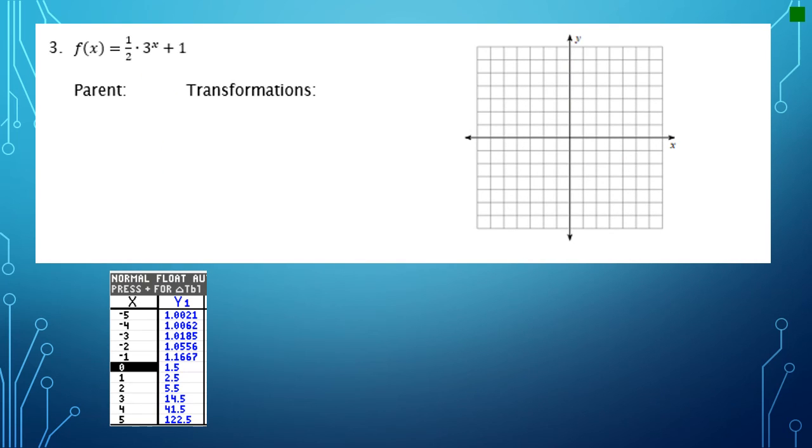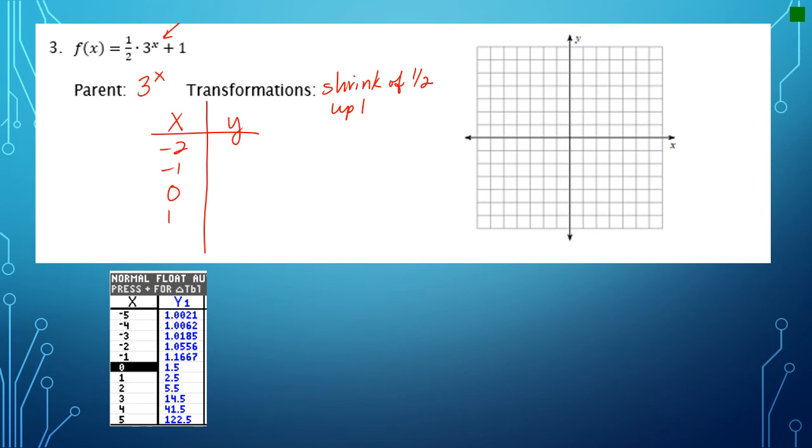The parent function of this graph would be 3 to the x. There are 2 transformations. There's a shrink of 1/2. And this graph is also being shifted up 1. For our table of values, we want to start in the middle at 0 because that would be your h value. So this is going to be using our standard numbers from -2 to +2. So here it is on the table from your calculator. So I'm just going to copy down these numbers.